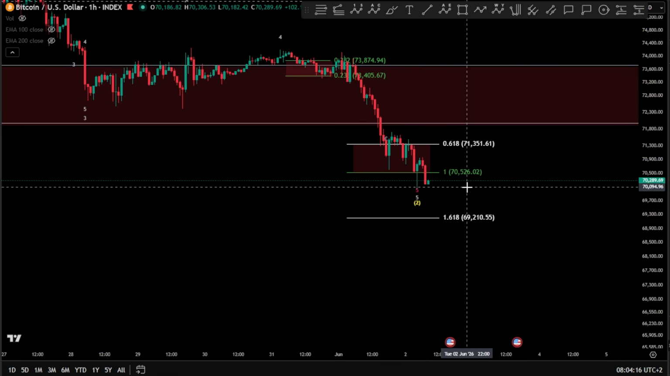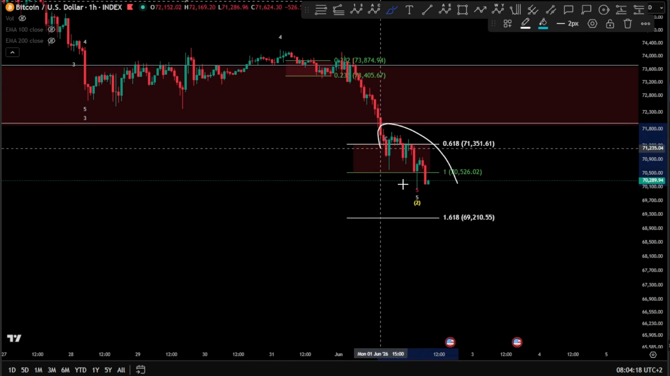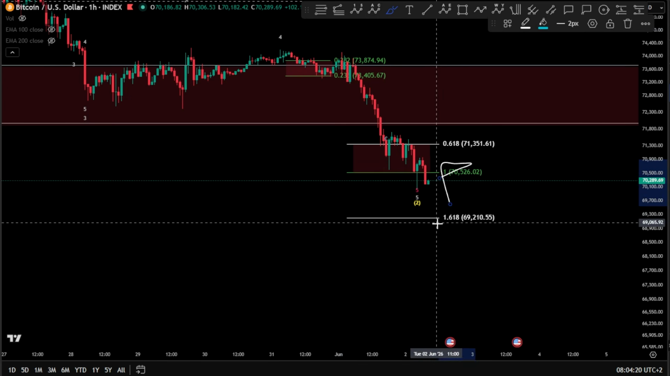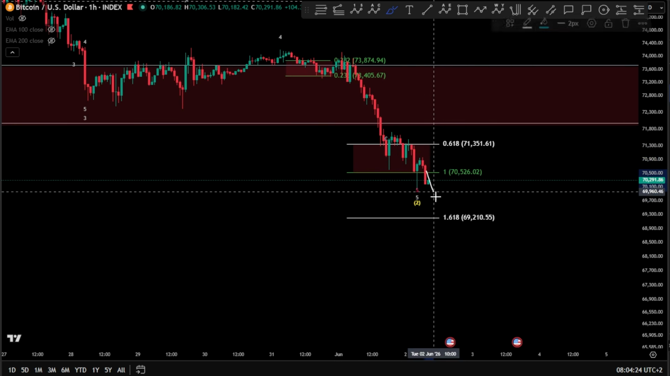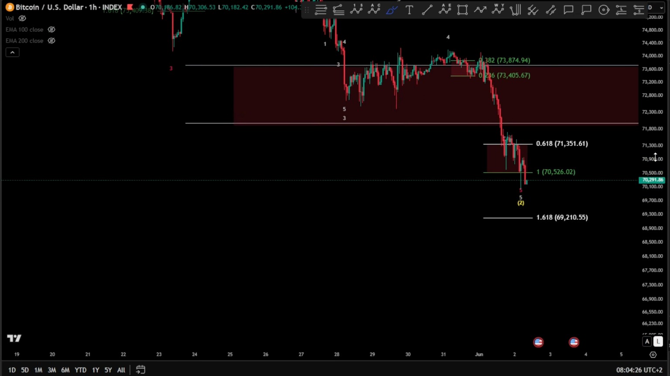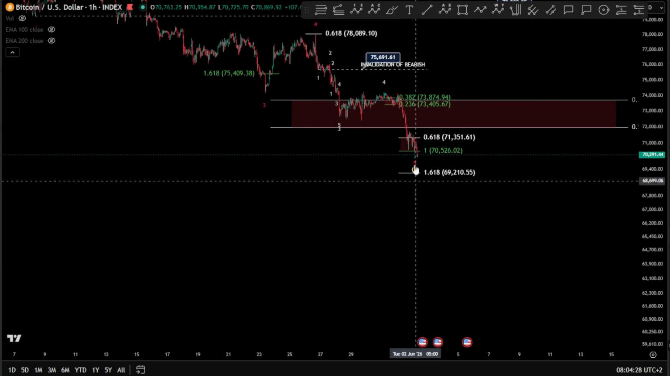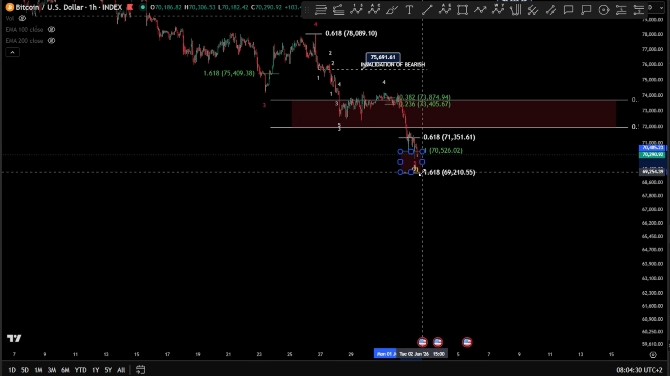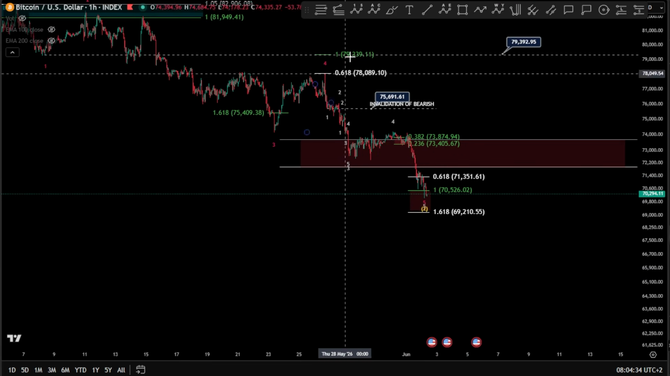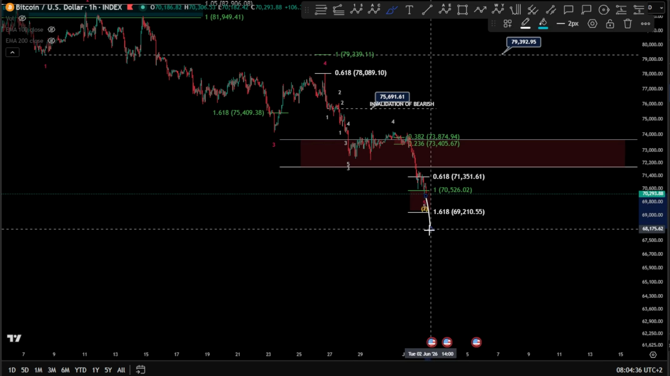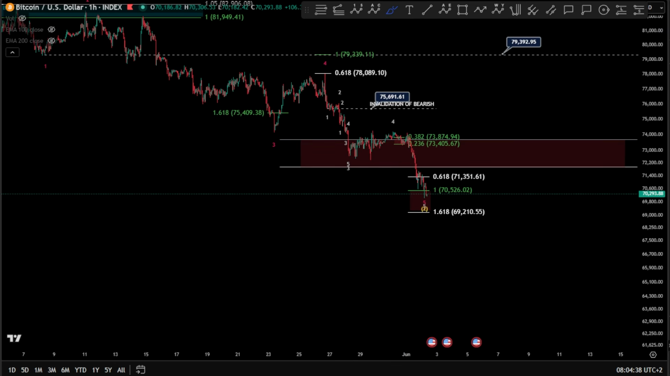Now, basically, a signal of strength is still not given. I'm still in a red flag, I would say. No signal of strength, and that means, of course, further continuation toward the downside can be given even for an extension here, 1.618, 69K, $210. Meaning, of course, the wave 5 can extend still and can push toward the downside.